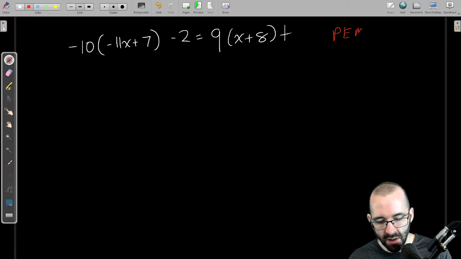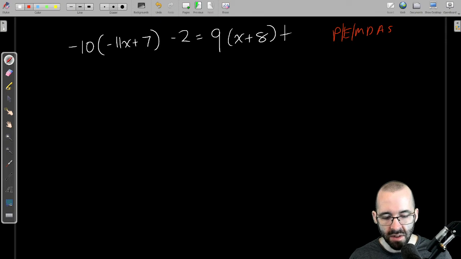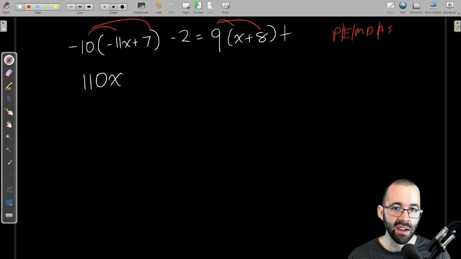So we have to start doing other things. Again, we tried to do what's inside the parentheses. There's no exponent, so we'll do multiplication and division next. So multiply is distributing here. The negative 10 times negative 11x is positive. A negative times a negative is a positive. 110x. When you multiply things with variables like this, you multiply the number part and you multiply the variable part. And now we have negative 10 plus 7.